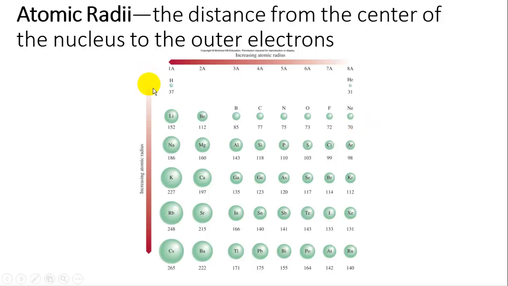Now, why does atomic radius increase down a group in the periodic table? The answer is more simple here. You're increasing the principal quantum number. So the principal quantum number for H is 1, for lithium is 2.